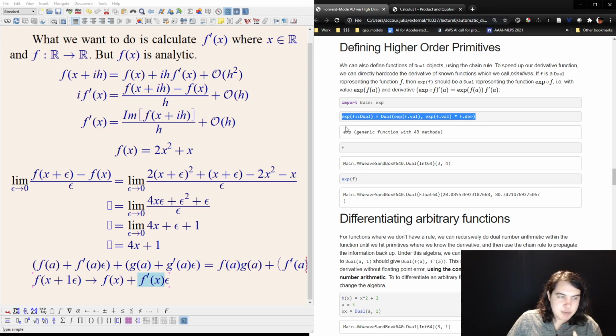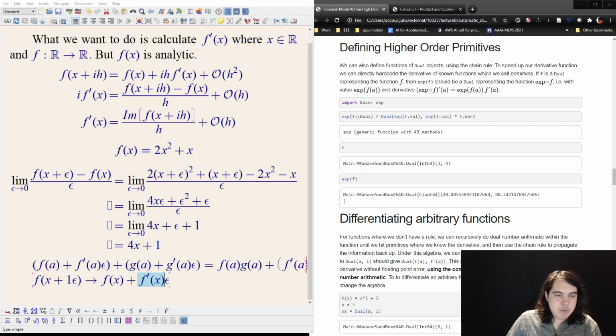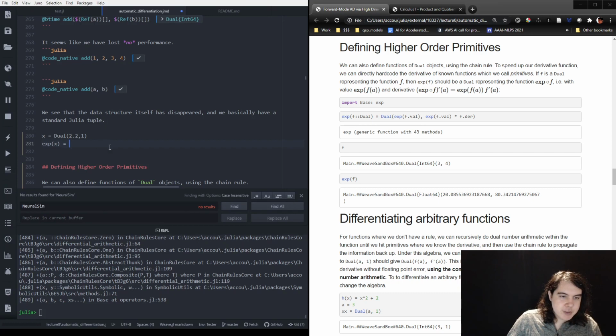You can immediately see it in the exponential case, right? Because here, if I define x equals a dual number of 2.2 and 1, what I calculate is exp of x, which is going to be exp of 2.2 plus an epsilon portion, which, by the rule right here, is the exponential of the value 2.2 times epsilon. And so if we take the derivative portion of the output, what we see is that this is the derivative of the function.